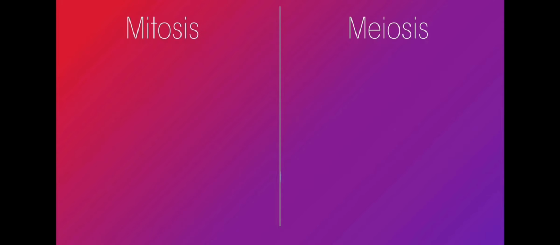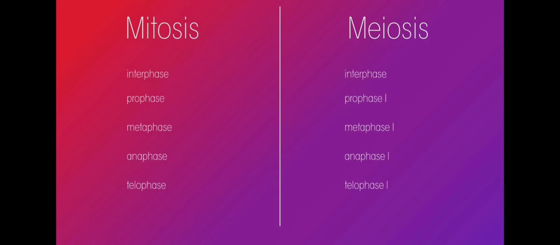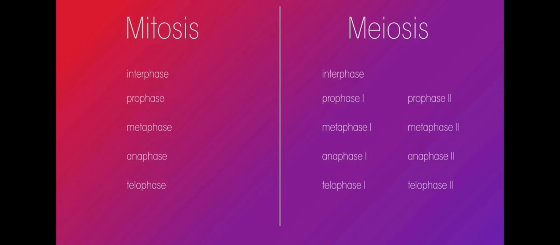Both mitosis and meiosis include the same phases: prophase, metaphase, anaphase, and telophase, except in meiosis they happen twice, so they are usually referred to as 1 and 2. The easiest way to remember these phase names is IPMAT. Let's look at meiosis in more detail.